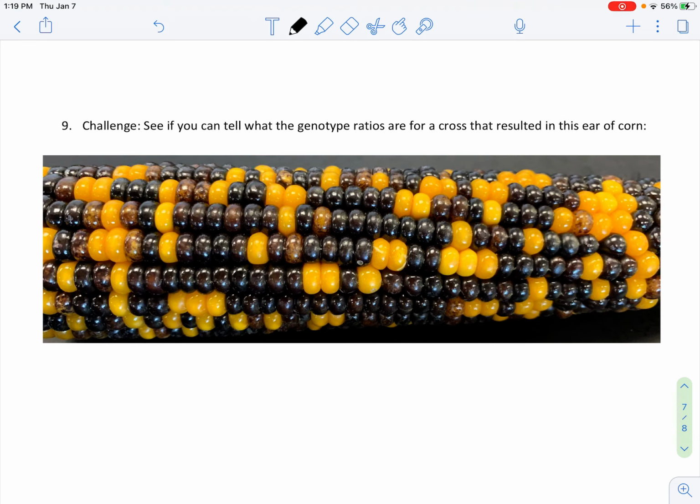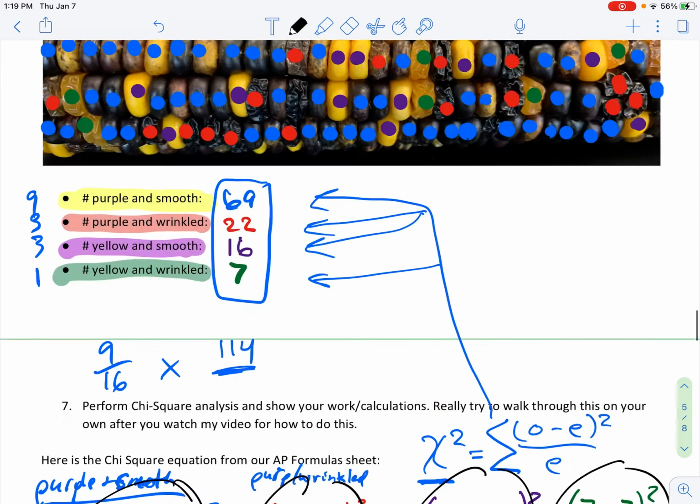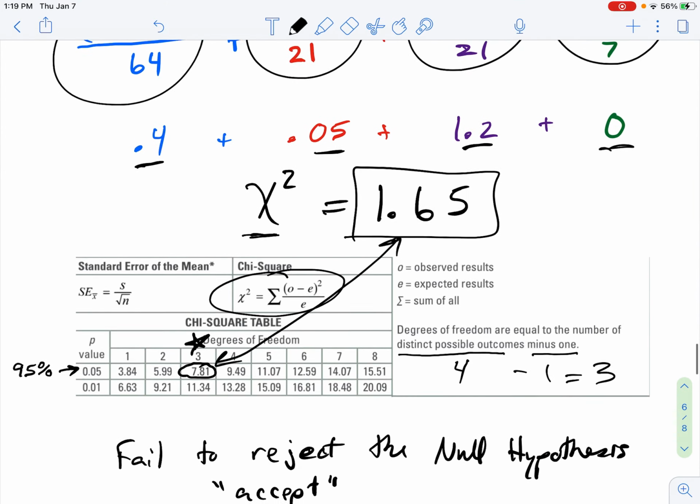And then I've got another one here as well. So again, not a 9-3-3-1. This was not the result of a dihybrid cross. Again, on this one, you can see it's interesting. There are no wrinkled. They're all smooth kernels. Here, there's wrinkled, but seems to be a lot more yellow than the one that we had worked with.